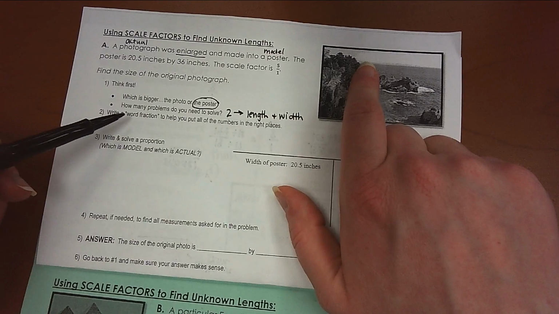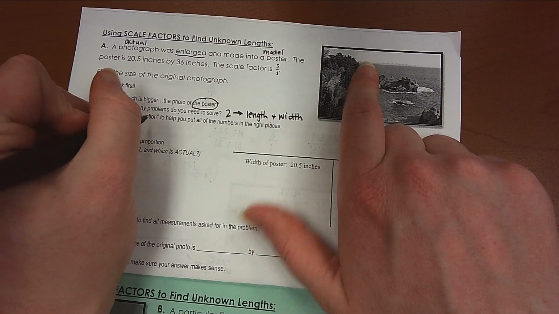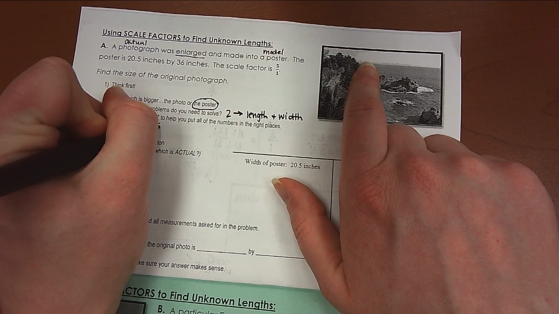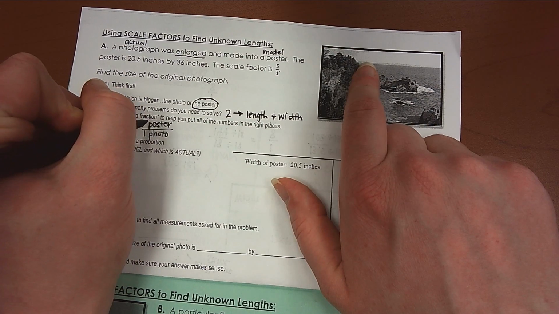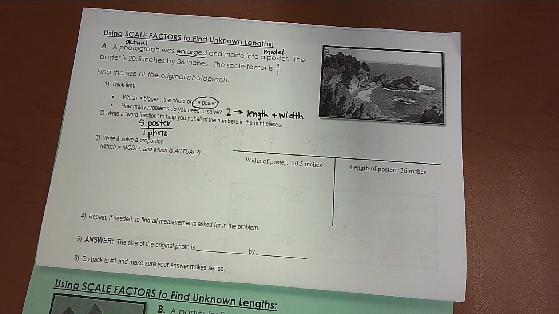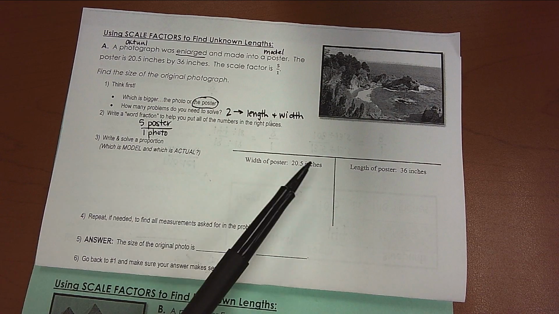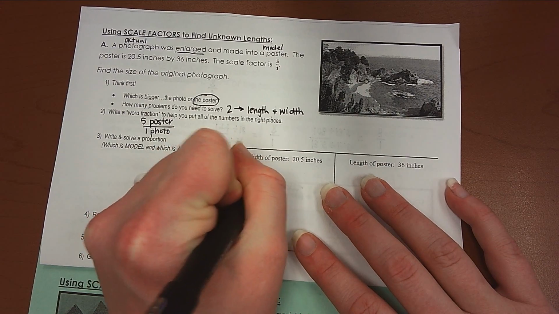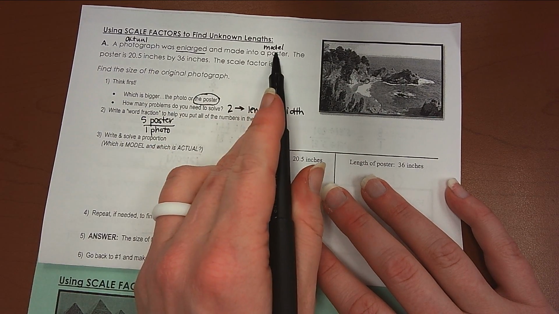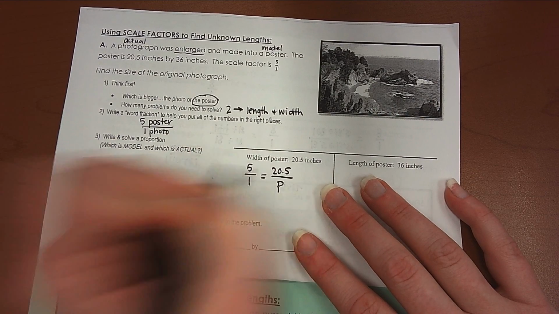So then it says write a word fraction to help you put all the numbers in the right places. This is 5 for the poster and 1 for the photo. Our model over our actual. And so now we're going to actually write and solve a proportion. Remember, we're talking about model and actual. So the width of the poster is 20.5 inches. We've got model over actual equals, the poster is our model, 20.5 over our photo, which we don't know.